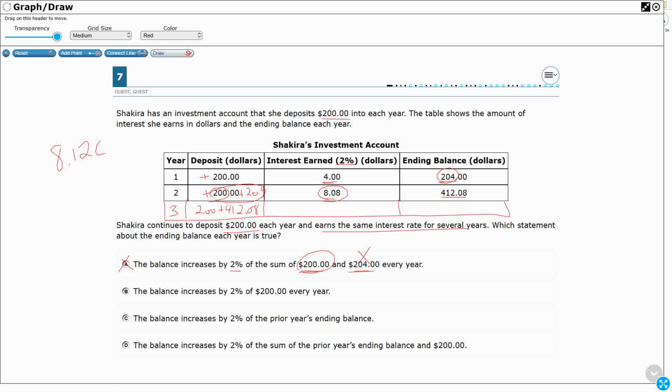Now, that would just get you an extra $4 per year, but that's not taking into account that you're carrying over your ending balance. She's not withdrawing any money, so that's not going to happen. 2% of each prior year's ending balance would only get you this, but remember, she's also depositing an extra $200 per year. So what's happening is it's increasing by 2% of two things: the sum of the prior year's ending balance and that extra $200 each year.